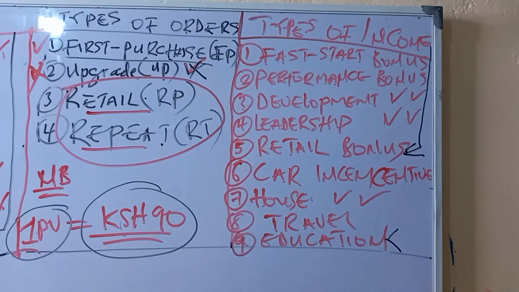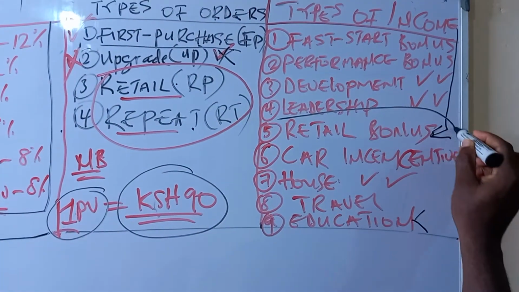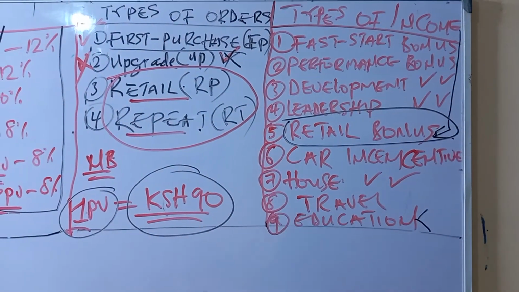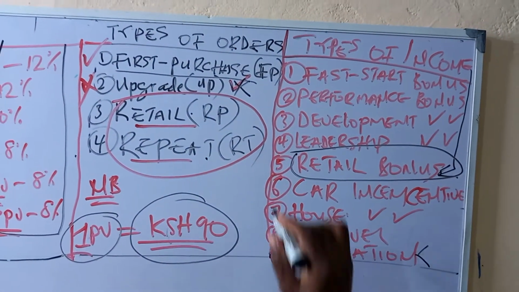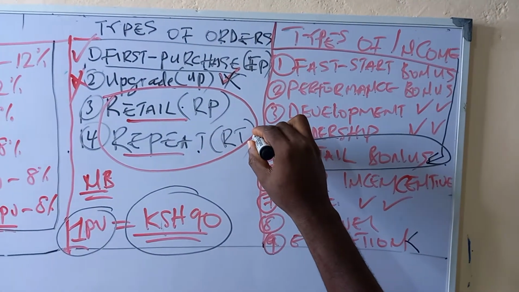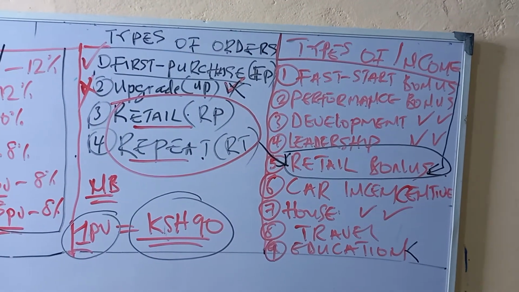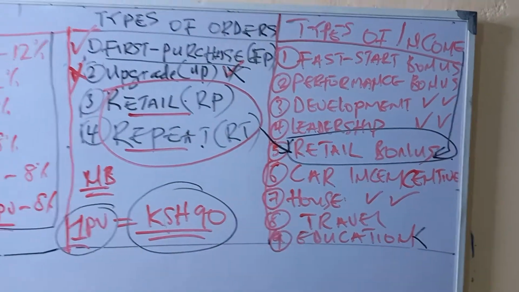But while we are looking at the orders in detail, please take note that our main focus is going to be on the retail order bonus because that is where the money is. So take note, the type of order you are doing determines the type of money you are making. And I said the money is in the retail or the repeat order. So this is going to be our main focus. But before we go into that, let's look at the other ones briefly first.